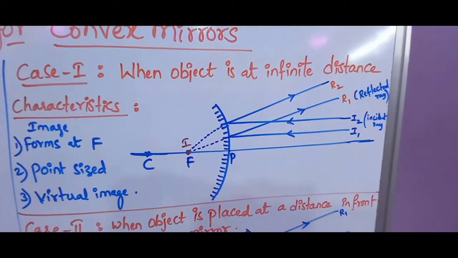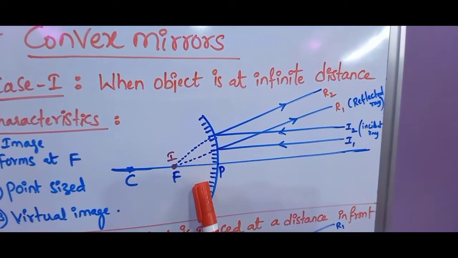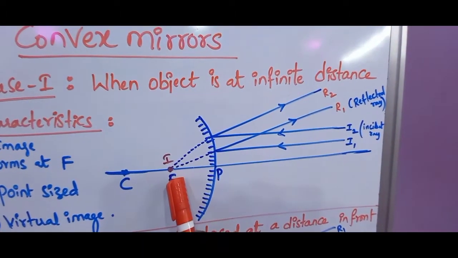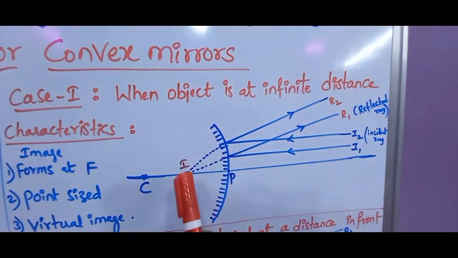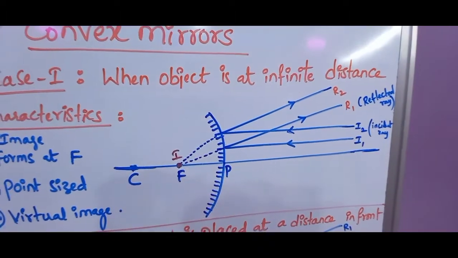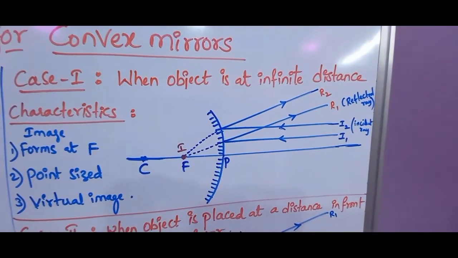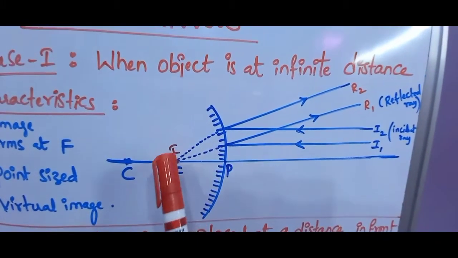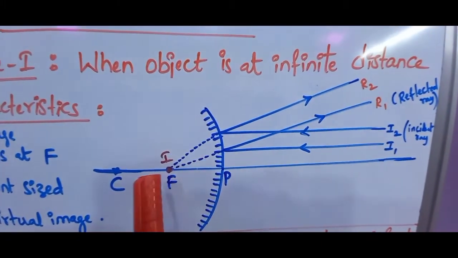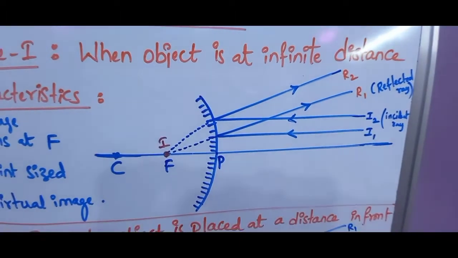Therefore, wherever the extended rays appear to be meeting, actually they appear to be meeting at the point called the focal point here. Hence, at this point only, the image is going to be formed. Okay, so a point-sized image is formed at the focal point. Therefore, we will get a point-sized image at the focal point.